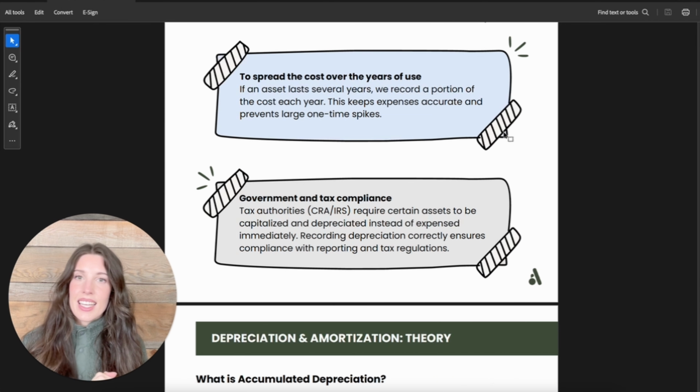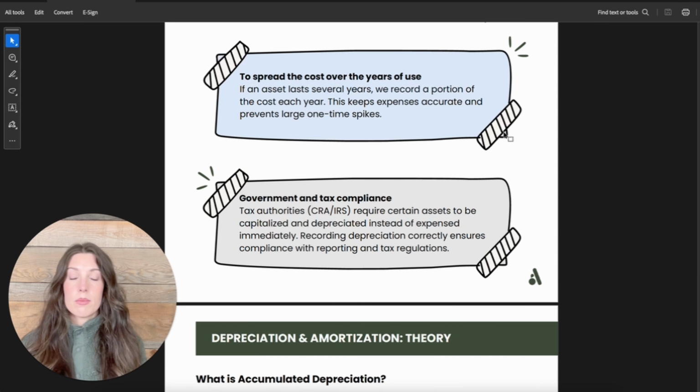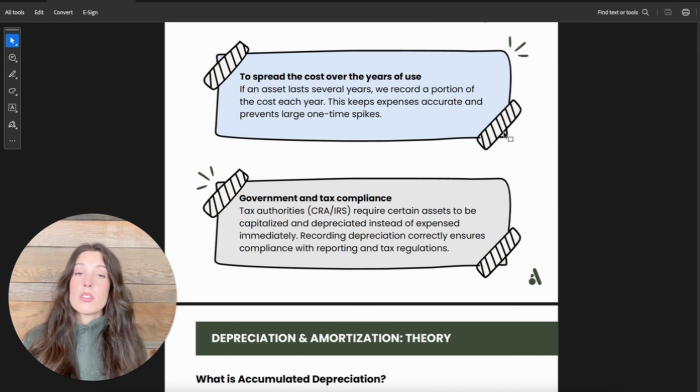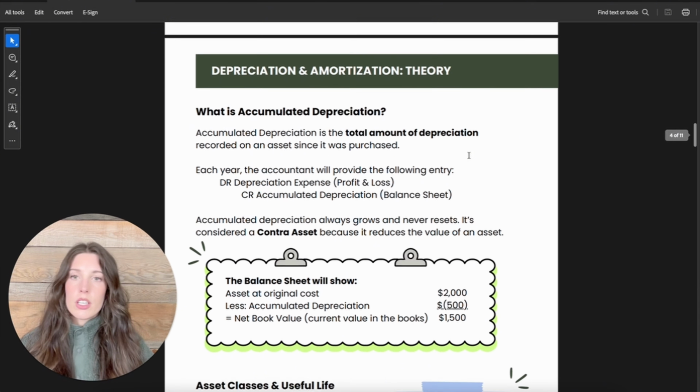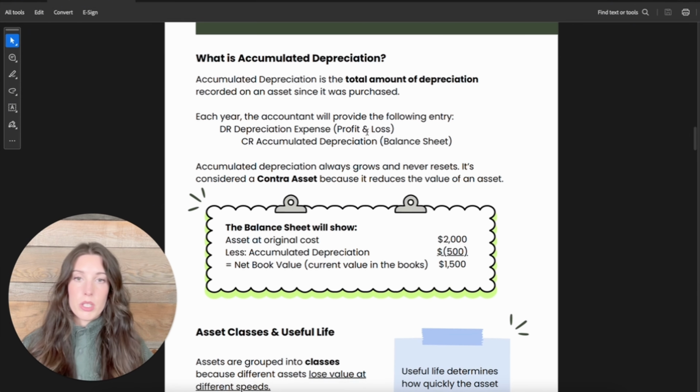And the last reason is for government and tax compliance. Tax authorities like the CRA if you're in Canada or the IRS if you're in the States require certain assets to be depreciated or amortized. There are rules about which assets qualify, how long they should be depreciated for, and what methods can be used. So depreciation is required.